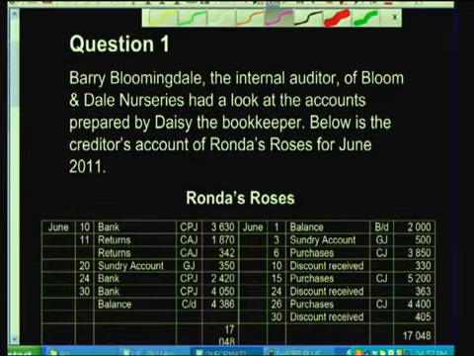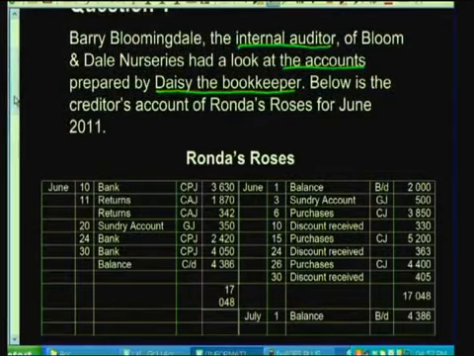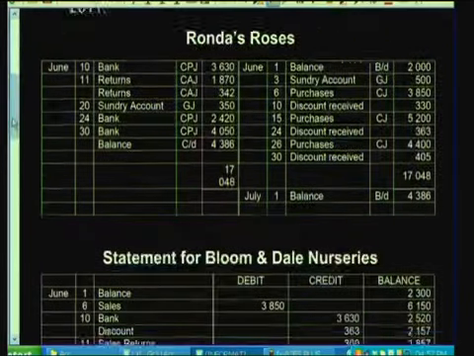Information says that Barry Bloomingdale, the internal auditor of Bloom and Dale Nurseries, had a look at the accounts prepared by Daisy, the bookkeeper. Below is the creditor's account of Rhonda's Roses for June 2011.